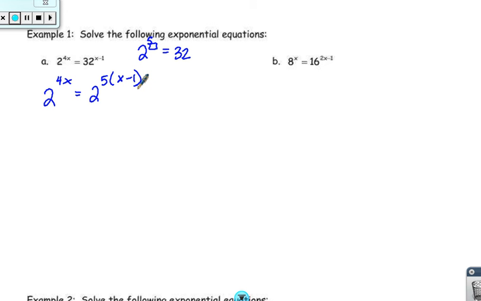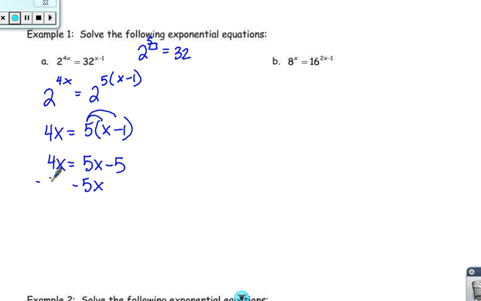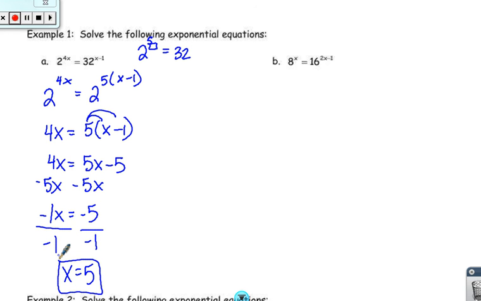If the bases are alike, then the exponents are equal. So if this has a base of 2, that's 4x. This has a base of 2, that's 5 times x minus 1. Then go solve that equation. If I distribute, 4x equals 5x minus 5. If I subtract 5x, negative 1x equals negative 5. Dividing by negative 1 gives me x equals 5.